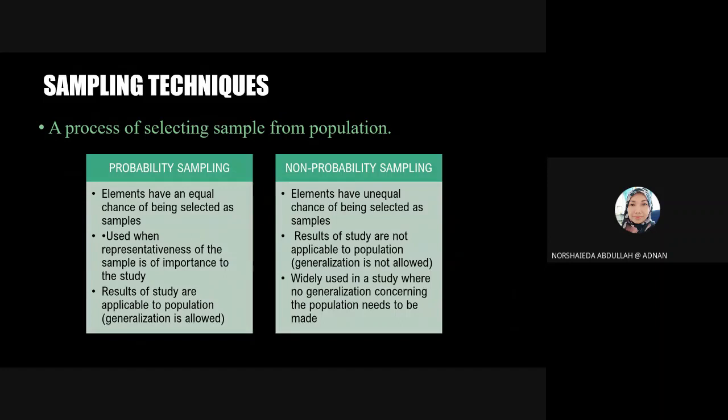Okay, because if we apply the probability sampling, elements in the population have equal chance to be selected as sample. So dia tak ada bias. Okay, equal, dia ada chances yang sama to be selected as sample. So no element of bias. Okay, equal chance.